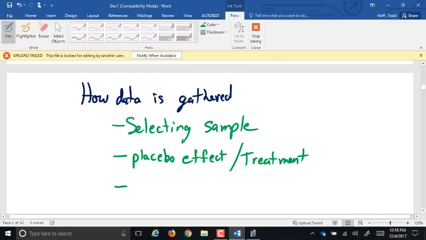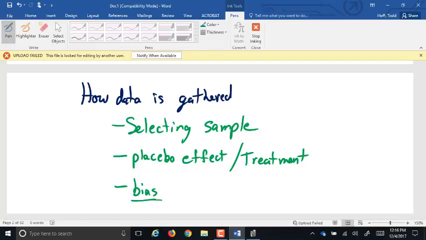And then finally, bias. Bias and how it is done. Have you done things to intentionally or even just subconsciously affect the results of the data?